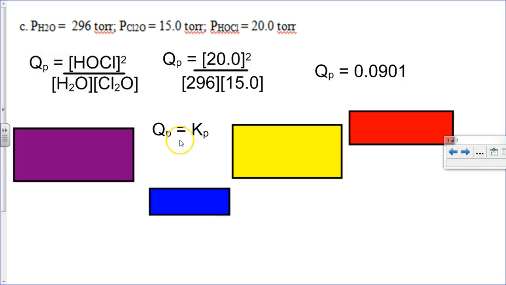But for our purposes and the book, if you look in the back of the book on this one, it's going to tell you that they're equivalent. If you said that Q was larger than K and that it's going to shift to the left or to the reactant side, that's perfectly fine. But this is close enough, so we're calling it equal and saying that no shift is going to occur.